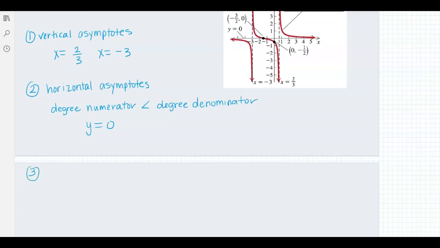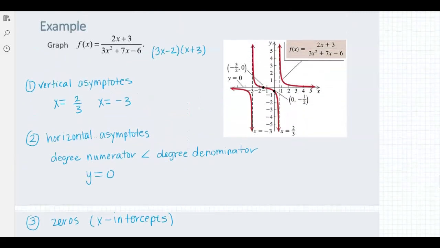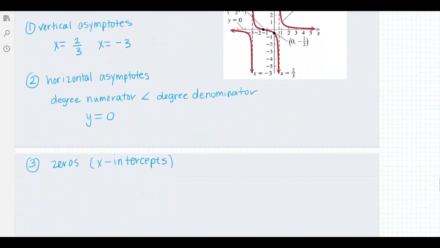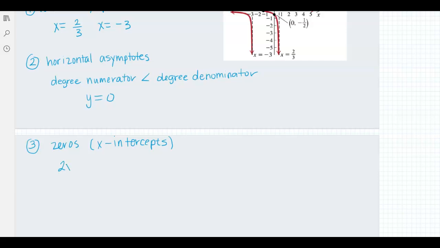All right, part 3 is to find the x-intercepts, or the zeros. And again, those are zeros of the numerator. So the numerator is 2x plus 3. So we'll have x equals negative 3 halves. So negative 3 halves, comma 0 is our x-intercept.